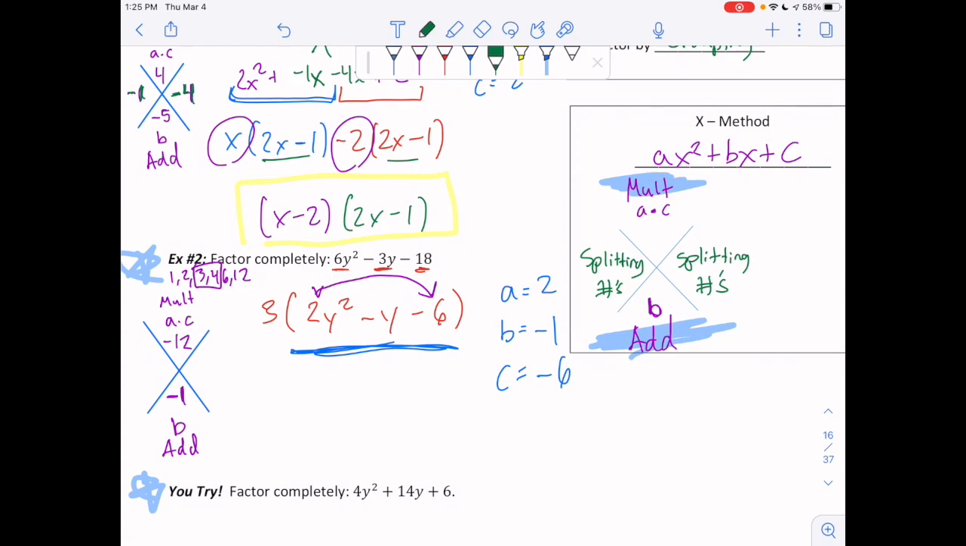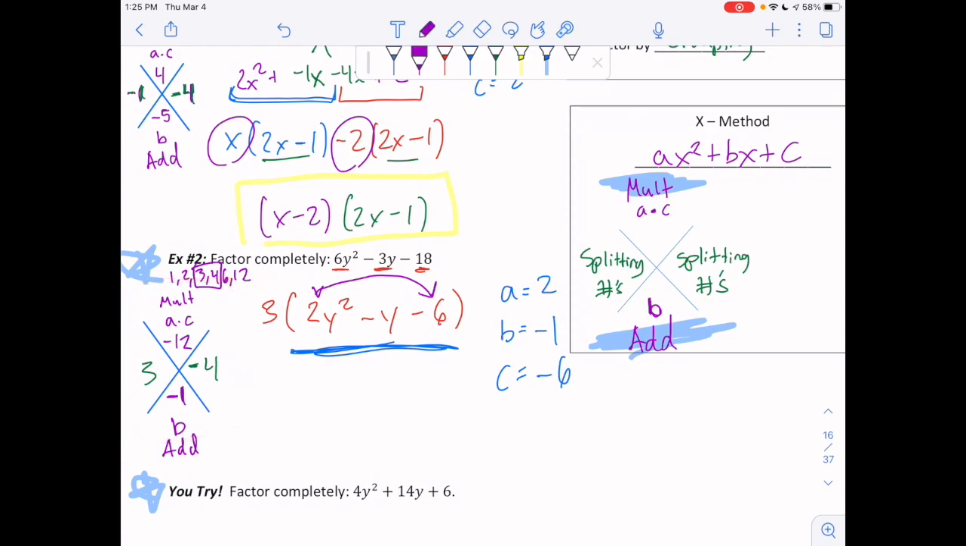You just gotta make sure you pick the right signs. 3 and 4. Obviously, one of them has to be negative. In this case, we're probably gonna choose the negative 4, because negative 4 times 3 is negative 12, and negative 4 plus 3 is negative 1. Okay, that's how it works out. You solve for that riddle for your X method.